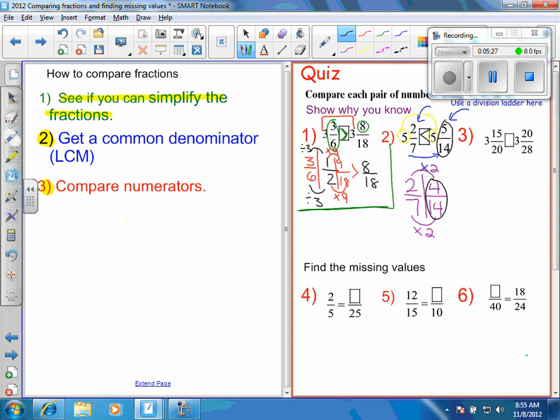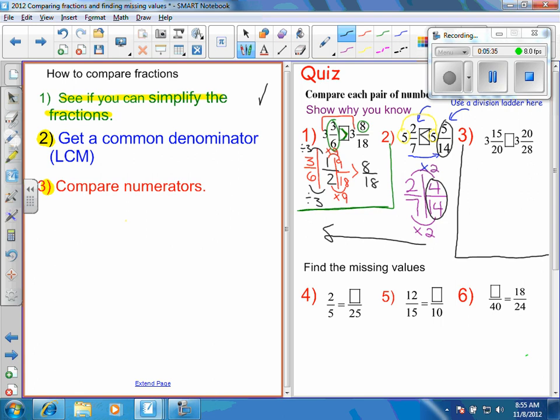Okay, number 3 was the more difficult of the problems. But let's go back to the rules over here, right? See if you can simplify the fractions. Raise your hand if you did that. Look around the room, guys. Not very many people followed the first step.